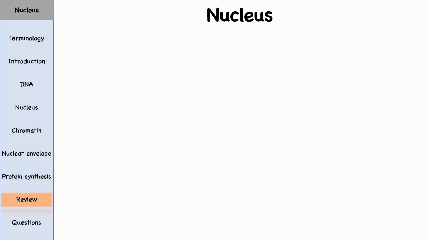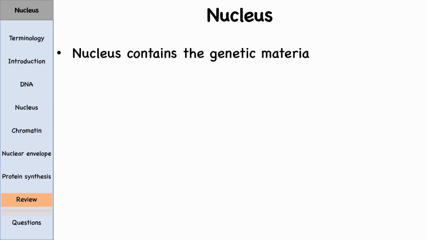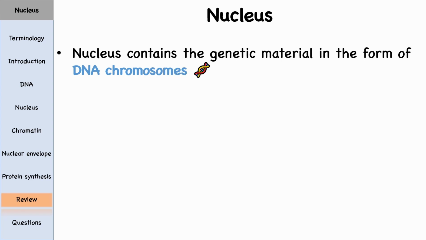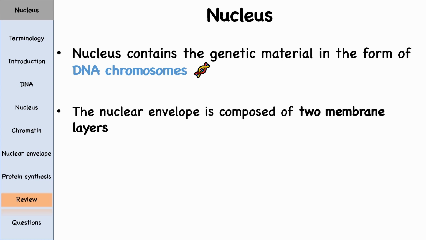Now let's do a quick review. The nucleus is the organ that contains the cell's genetic material in the form of DNA chromosomes. The nucleus is surrounded by a nuclear envelope composed of two membrane layers similar in structure to the cell membrane, and they also have nuclear pores.